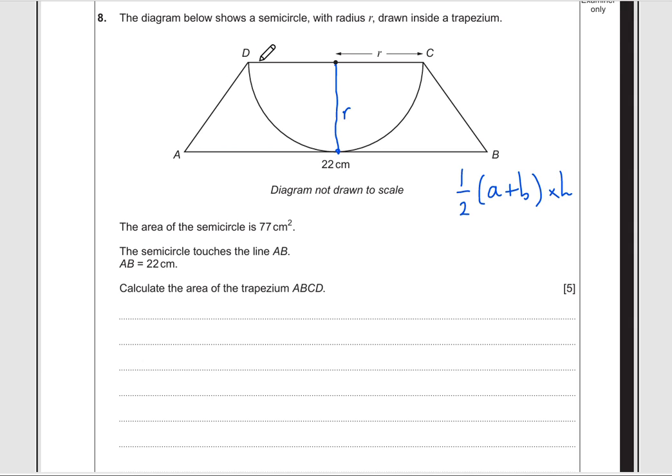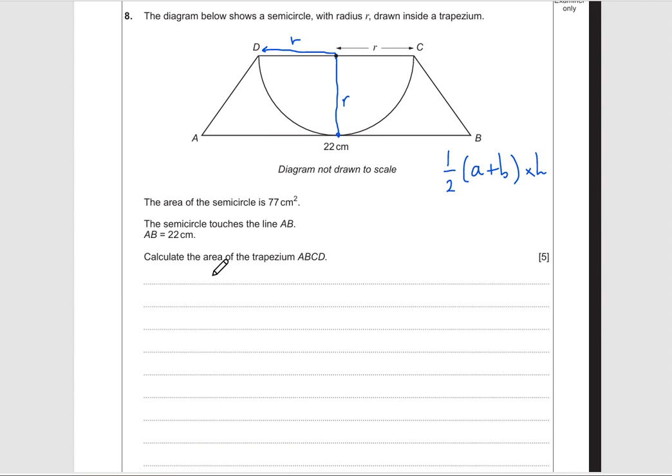Okay, so let's have a think about this diagram. We've got 22 for the base. This is going to be 2r for the top, and the height is going to be r. So what we really need to do in order to go any further is to work out what is the value of r. So we're given some information about the circle.